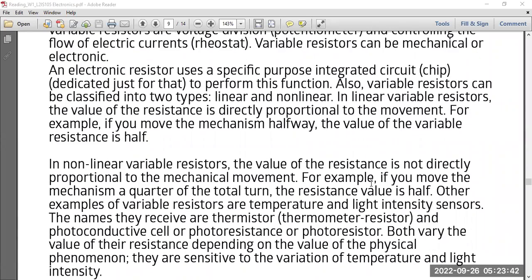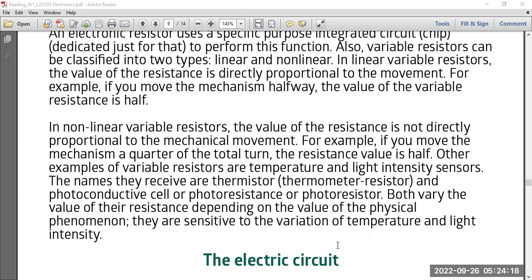An electronic resistor uses a specific purpose IC or chip, or integrated circuit as we call them, to perform this function. Also, variable resistors can be classified into two types. They are linear and non-linear. In linear variable resistors, the value of the resistance is directly proportional to the movement. For example, if you move the mechanism halfway, the value of the variable resistance is half. And if you move it a quarter, the value will be a quarter.